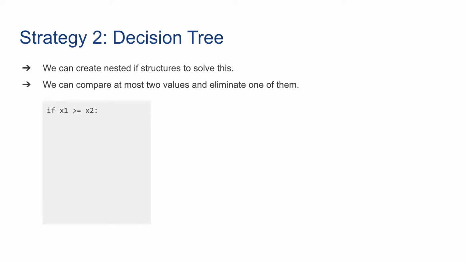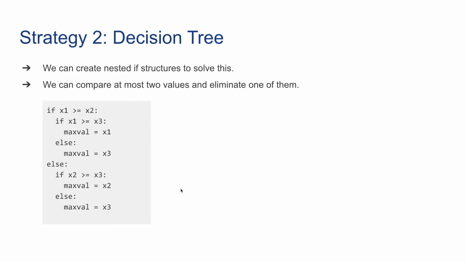So first, let's compare x1 and x2. So if x1 is greater than or equal to x2, that eliminates x2. Then we can check x1 versus x3. So then a nested if x1 is greater than x3, in that case, max value must be x1, else max value must be x3. If this is not true, then we can check the case for x2 compared to x3. So if x2 is greater than or equal to x3, then max val is x2, otherwise max val is x3. And let's try this.